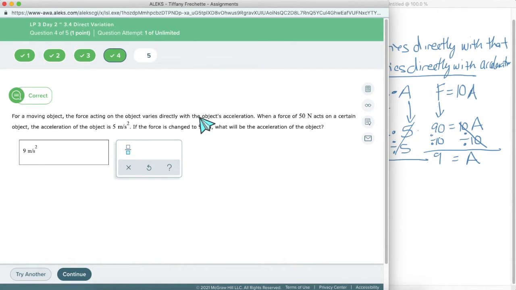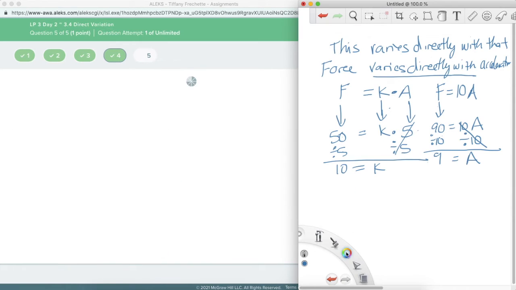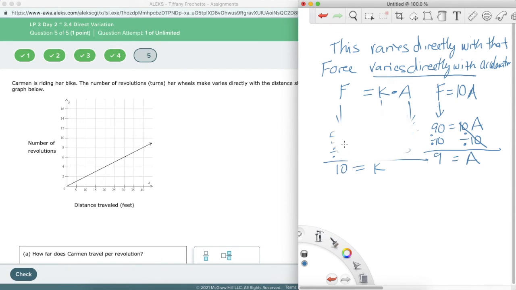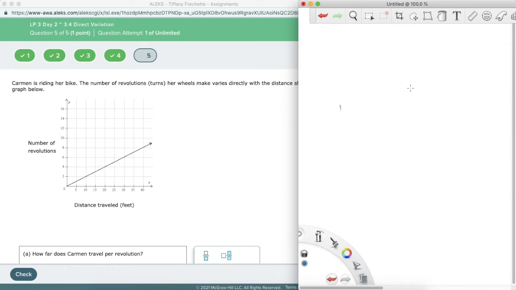All right, let's do the last guy here. And move to the next section.